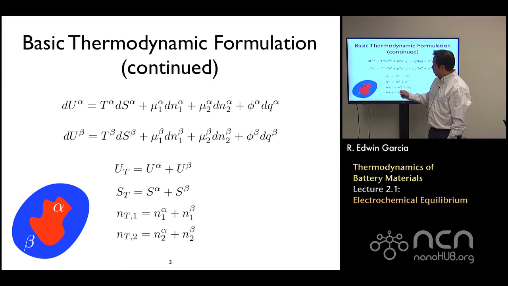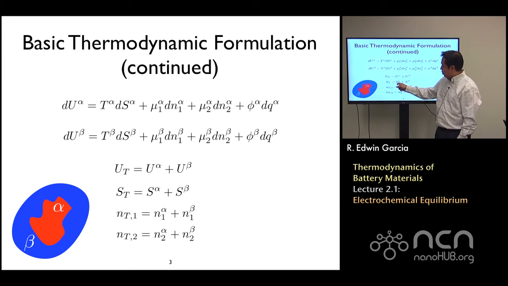The same with the entropy. The total entropy is the sum of the entropy of alpha plus the entropy of beta. And the amount of mass for component 1 is the contribution from alpha and beta, and the contributions for mass for component 2 corresponds to the contributions from alpha and beta.